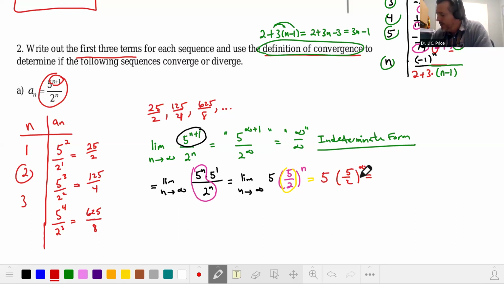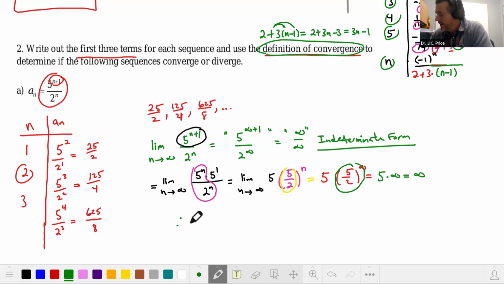And that's going to be equal to infinity, because 5 halves is bigger than 1. So if you take 5 halves times 5 halves, it'll get bigger. Times 5 halves will get bigger again, and so it'll get bigger and bigger. So basically, it'd be 5 times infinity, which equals infinity.